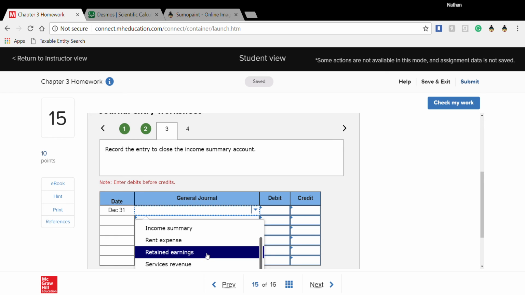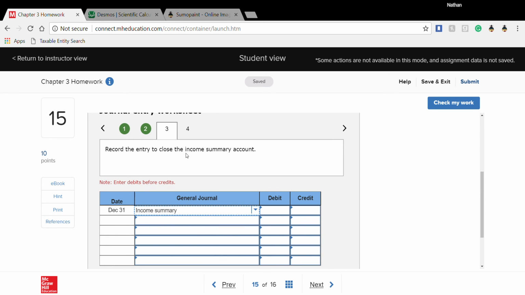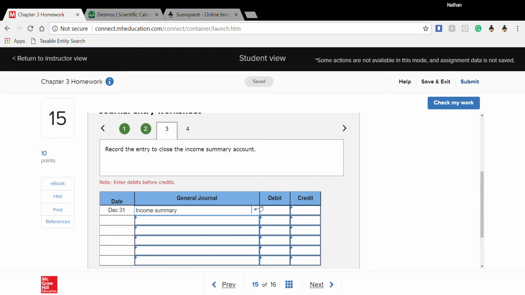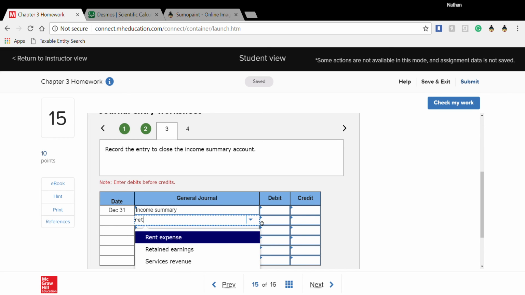since we know income summary is going to have to be debit, because we saw it here, it's basically a credit balance, and then to get to 0, we have to debit it. That's why on the closing entry, it's a debit right now. And it always closes out to retained earnings.